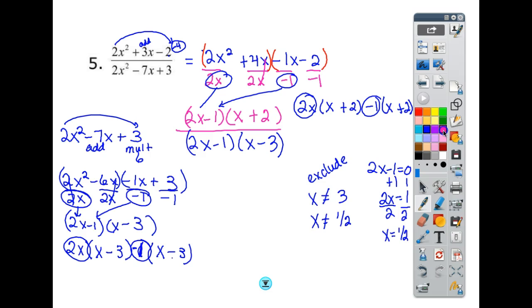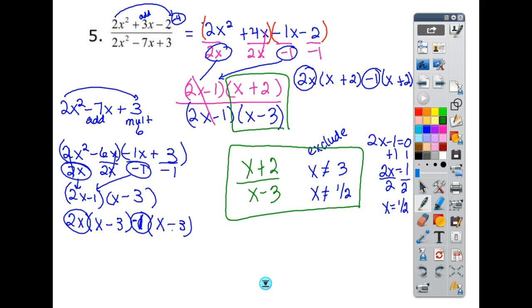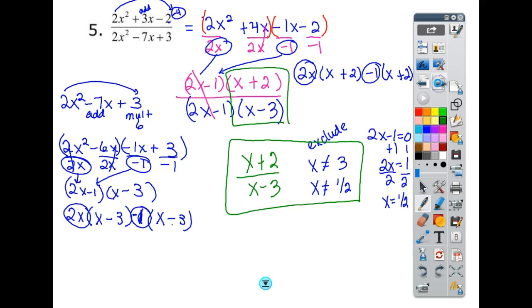Okay, so now when we cancel these out, we're not quite done. We're going to cancel those out. We're left with x plus 2 over x minus 3, and these are our exclusions. I was trying to show y'all a little bit shorter way to think it through on grouping, so you don't have to do all this work. We're not going to do number 6, but we are going to do number 7.